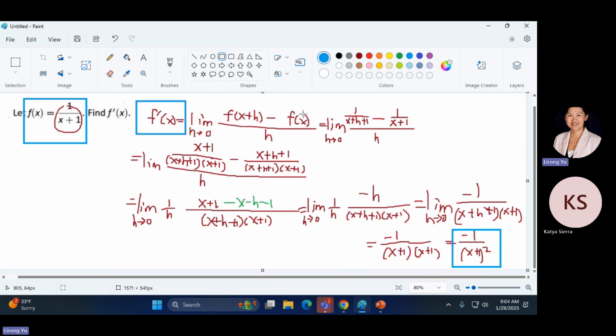Any question? Where's the h going? This h over there? Yeah, the h approaching 0. So that's 0. Then x plus 0 plus 1. It's x plus 1. Okay. Any other question? So this is one of the examples of how we handle fraction.